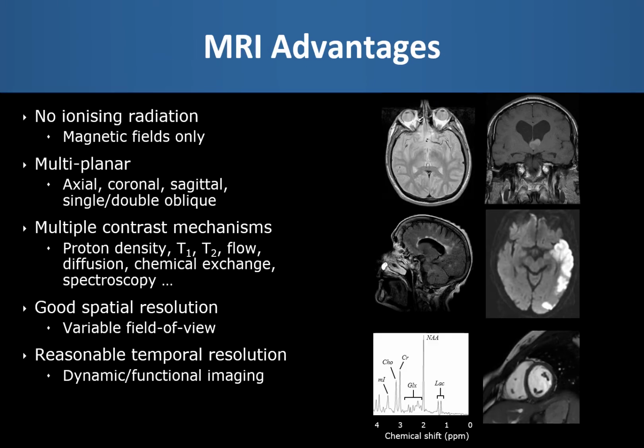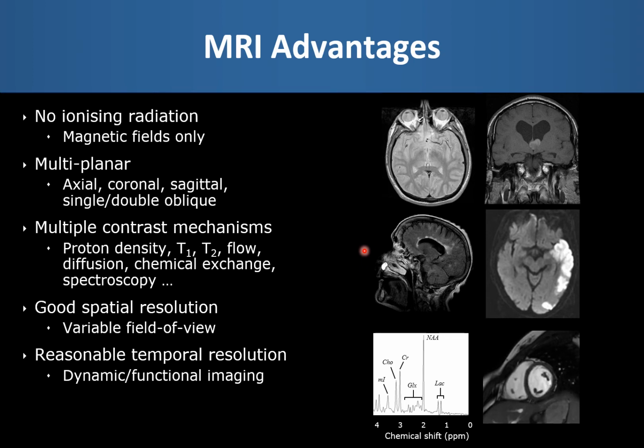The main advantages of MRI include the absence of ionizing radiation, which is used in the X-ray based imaging techniques. MRI only uses magnetic fields for spatial localization. MRI is truly multiplanar. We can acquire images in the axial, coronal and sagittal orientation, as well as single and double oblique orientation, such as here, where we've acquired images in the short cardiac axis.